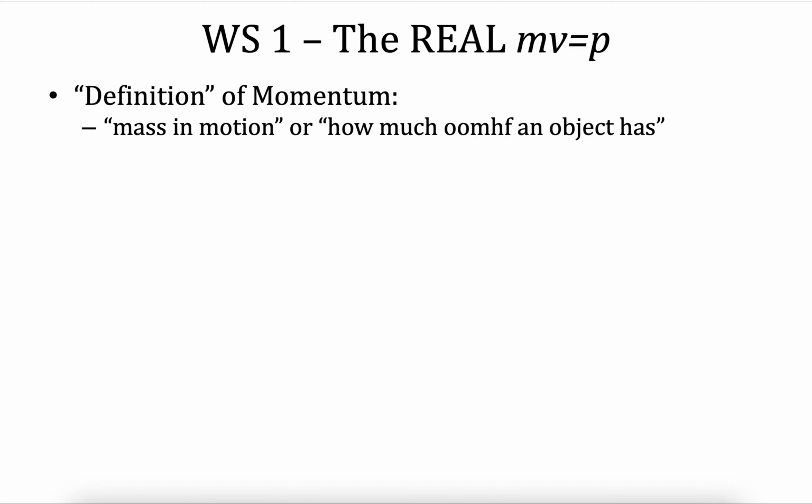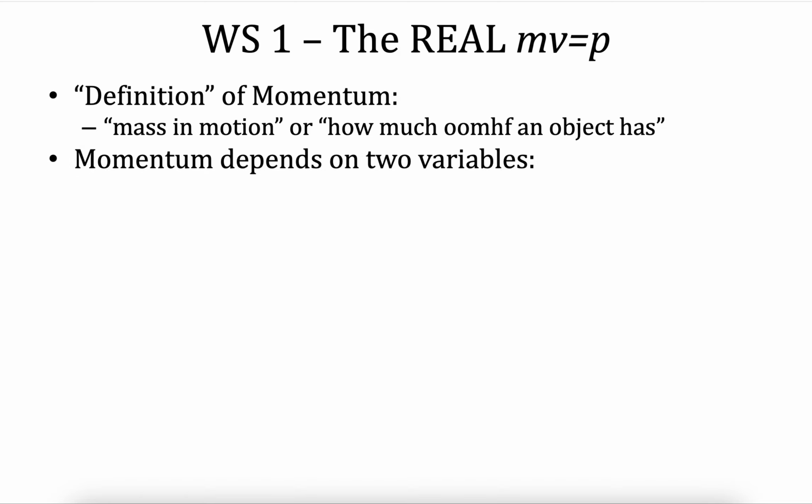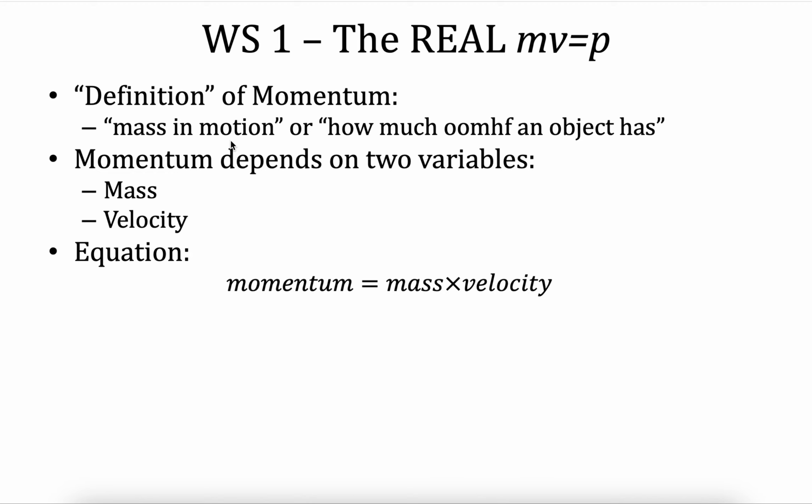So here is the equation, or the idea is momentum depends on 2 variables. Notice we had mass in motion, so it's going to depend on the mass, and it's going to depend on the velocity. And the equation is super, super simple. It's just momentum is equal to mass times velocity.